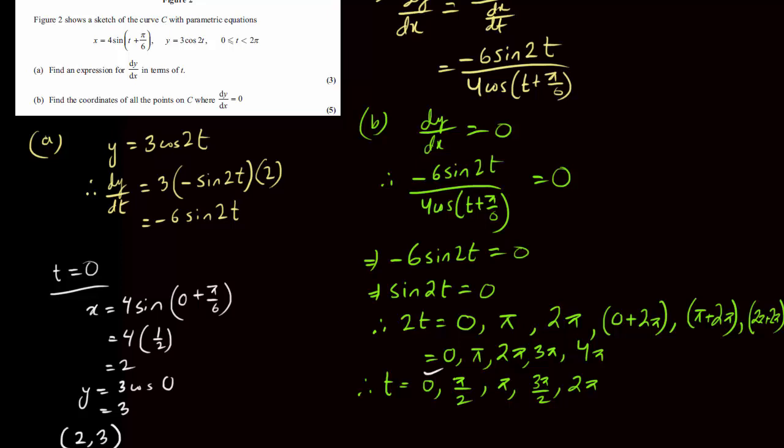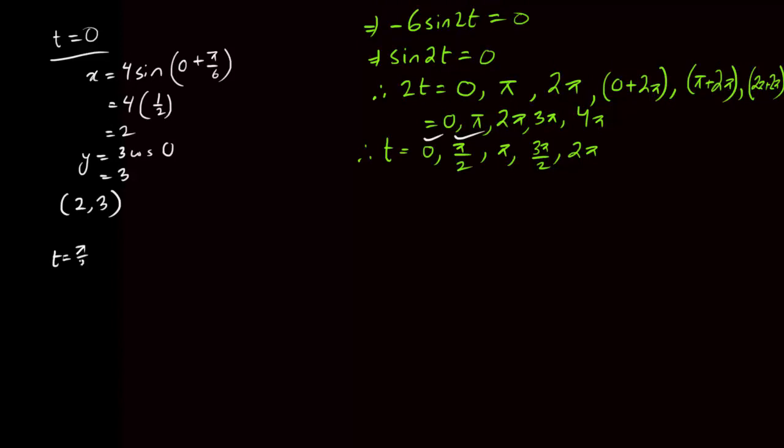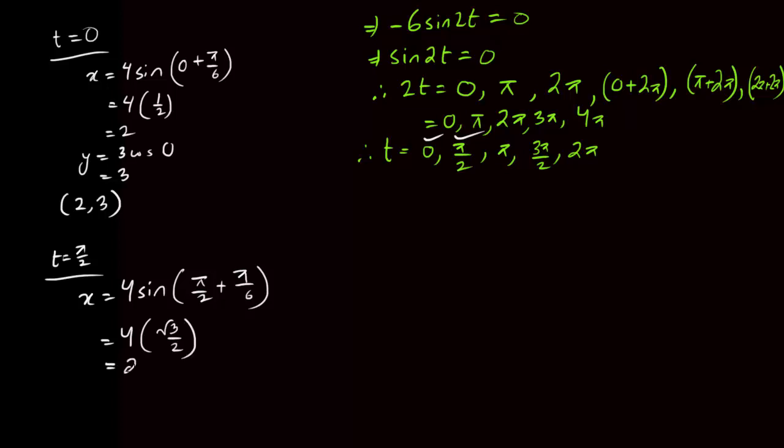Now the second one would be t equals pi by 2. So for t equals pi by 2, which is 90 degree, 4 sine pi by 2 plus pi by 6. 4, if you add this up, 90 plus 30 is 120. In the calculator, it turns out to be root 3 by 2. So that would be 2 root 3. Remember, you'll be using your calculator. So y equals 3 cos 2 times pi by 2 is pi. Cos pi is minus 1. So the coordinate would be 2 square root 3, minus 3.